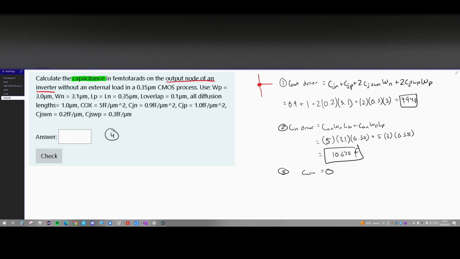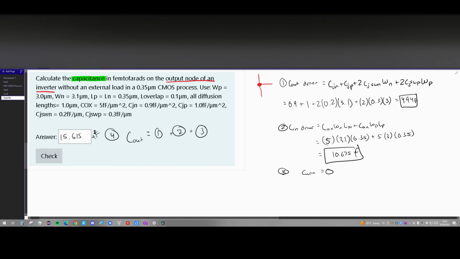So step 4, the last step, is that our Cout, the capacitance at the output node, is going to be equal to our step 1, which is the Cout driver, plus number 2, which is the Cin driver, plus number 3, which is our C wire. For this problem, it's going to give us approximately 15.615, and this is in femtofarads. Farads is how we would measure capacitance. Femto is just 10 to the negative 15. So that's how we would measure this, and that's how we would go about solving this problem.